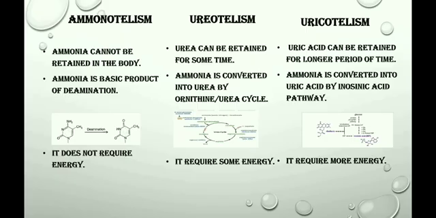As ammonia is the basic product, it does not require more energy. You can say it is an energy retaining type of activity, it does not require energy to produce ammonia. And urea, as we have to convert ammonia into urea, requires some energy. Whereas uric acid, as we have to convert ammonia into urea, then urea into uric acid, that means it requires more energy. Less energy is required for ammonia production, little more energy is required for production of urea, and much more energy is required for production of uric acid.